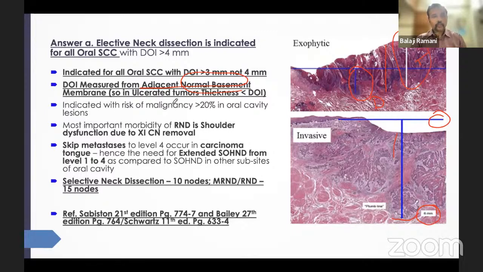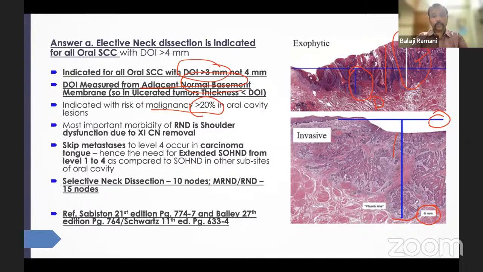So this is how you measure the depth of infiltration and the thickness. Anybody with a depth of infiltration of more than 3 millimeter, where the risk of spread is going to be more than 20%, you will have to go for an elective neck dissection. Neck dissection is divided majorly into two types: the comprehensive type and the selective. Compared to what most people think of as radical and modified radical, it is comprehensive and selective.